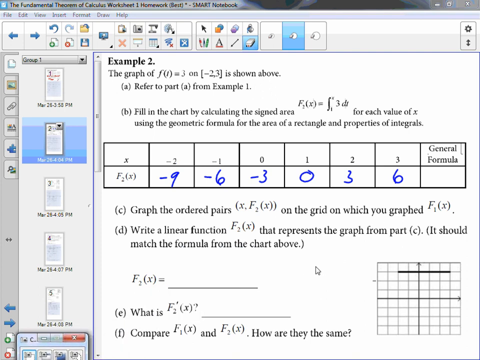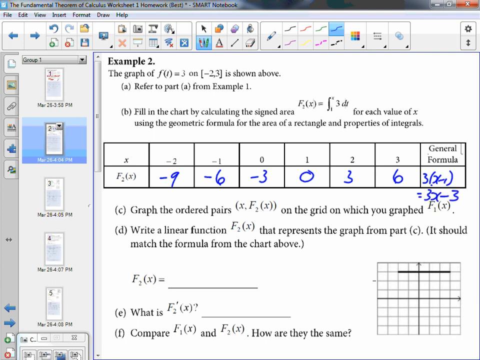All right, now, what's the general formula? It's not 3x. 3x minus 1? Oops. 3 times x minus 1, or 3x minus 3. Why did it change? We moved the lower limit of integration. The 0 became a 1. It ought to change, right? Okay. Now, well, they may lead us through this, so I won't say anything about it yet.